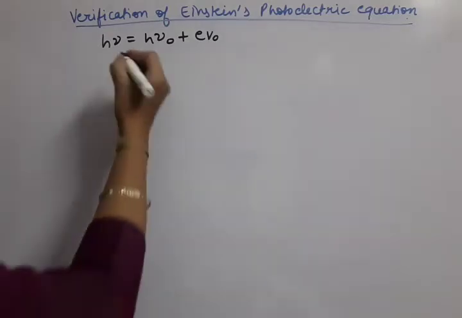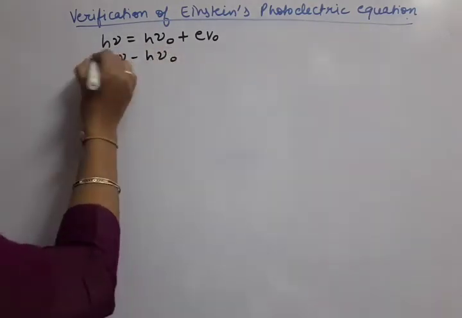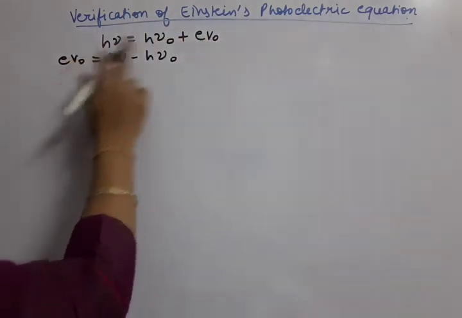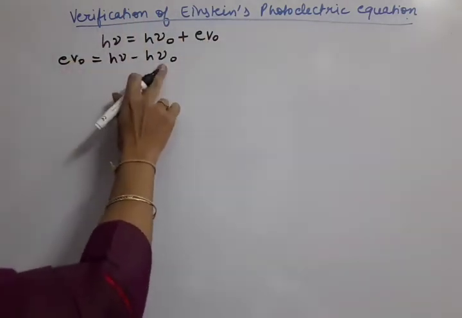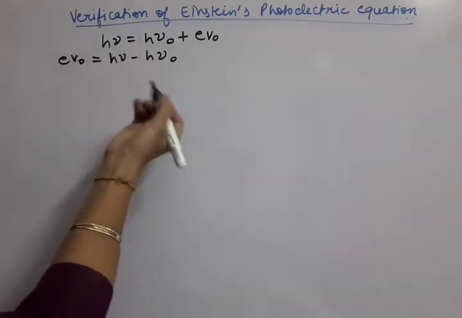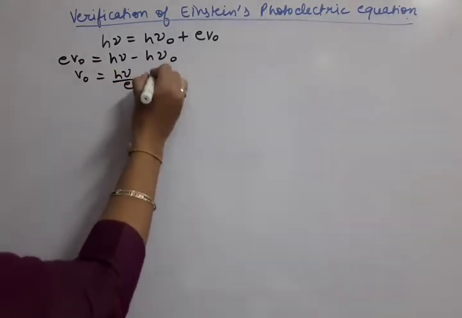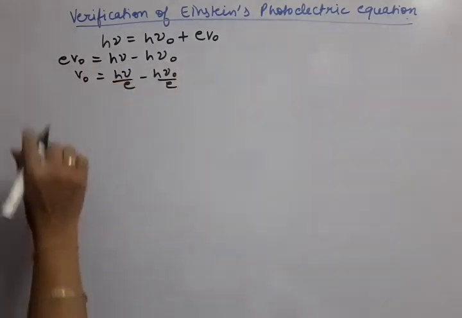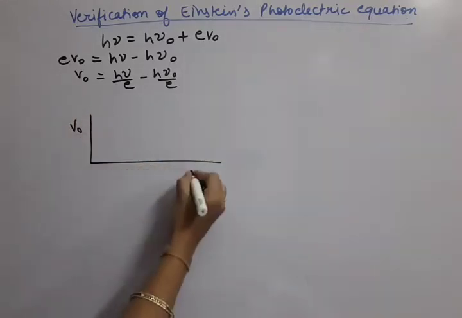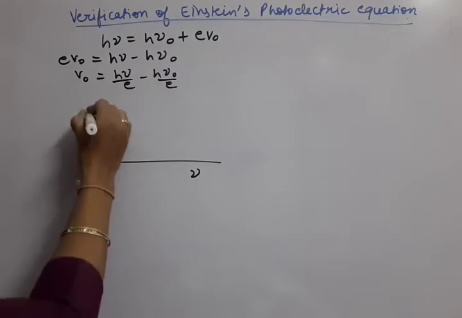First of all, e V0 will remain here only. h nu 0 is shifted to the other side. Okay, we have to draw the graph between V0 and nu. So we need to make V0 alone. Now, for drawing the graph between V0 and nu, we take V0 on the y-axis.